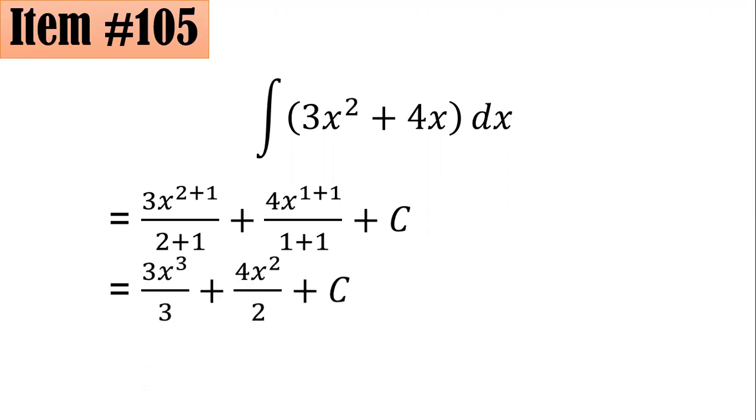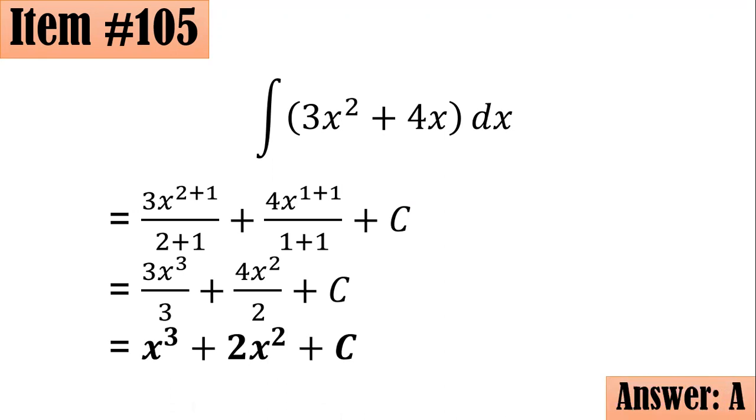So with that, you should answer 3x cubed over 3 plus 4x squared over 2 plus c. But again, the 3 over 3 here simplifies to 1, and the 4 over 2 simplifies to 2. Hence, your answer here should be x cubed plus 2x squared plus c, which is letter A. Okay, so far, so good. Okay. 106 po.